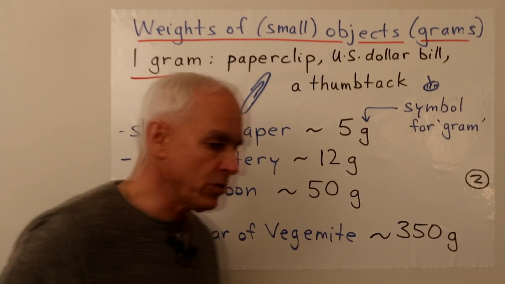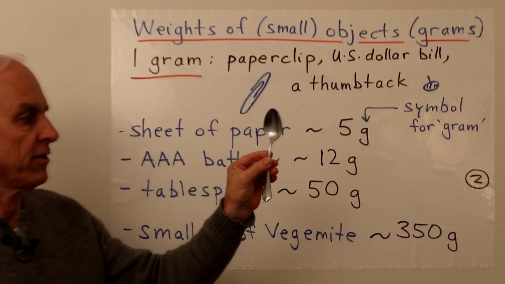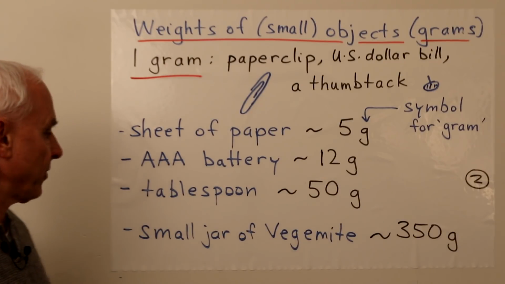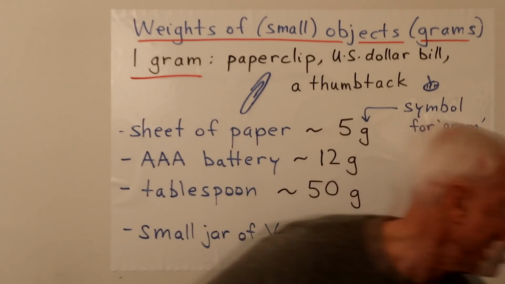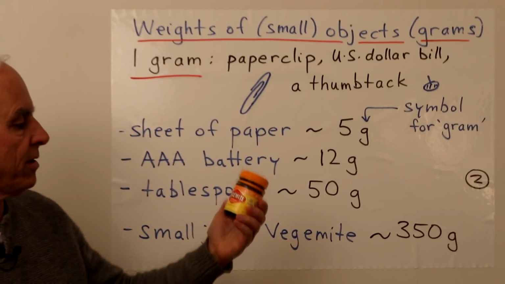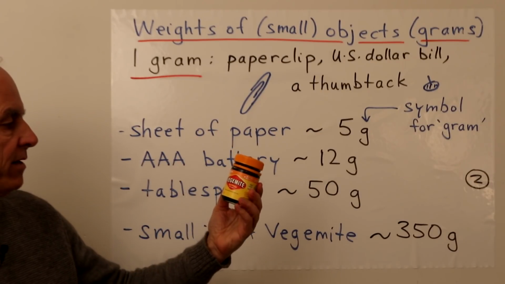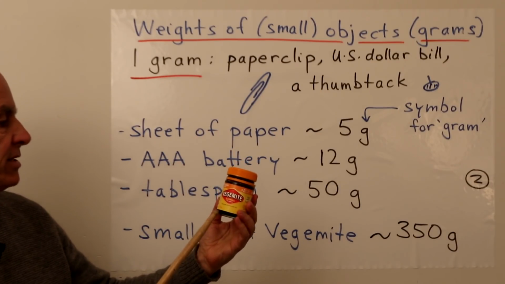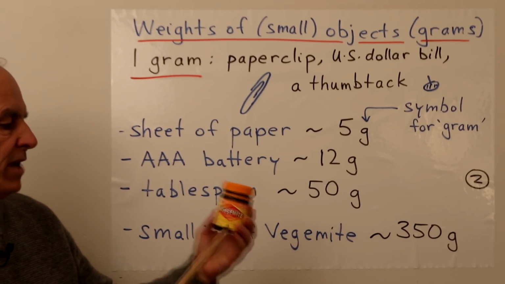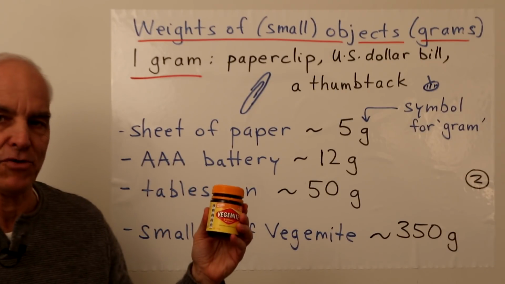A tablespoon, something like this, that would weigh around 50 grams. A small jar of Vegemite, what people eat sometimes in Australia. B vitamins for vitality, it says. So this thing here, it says 235 grams, but actually, if you weighed the whole thing, it'd be more like 350 grams.